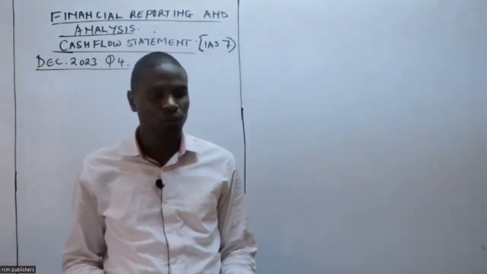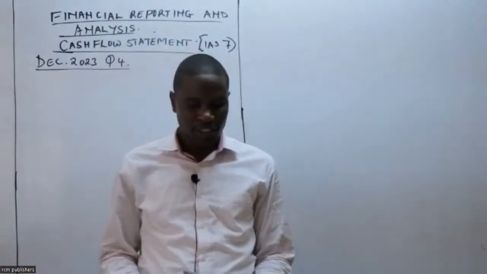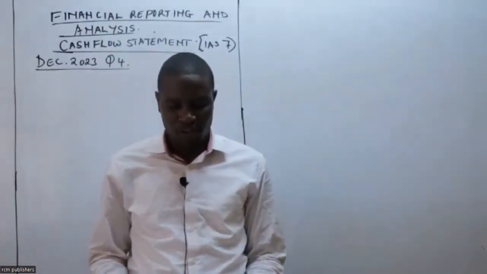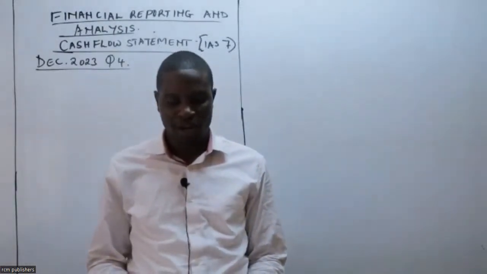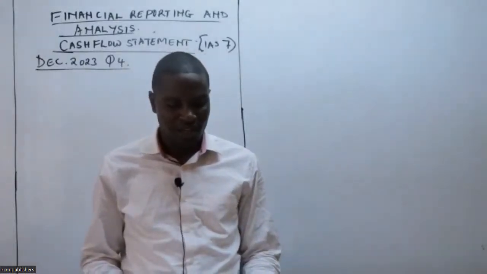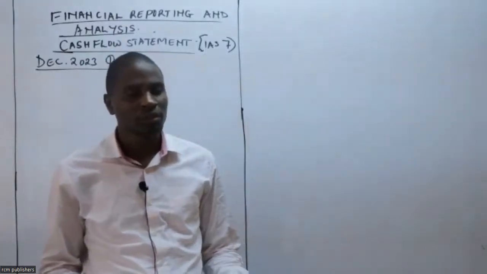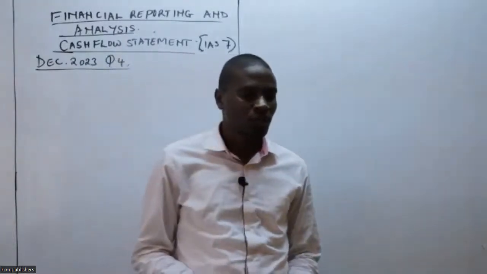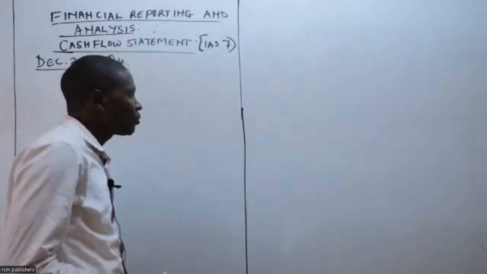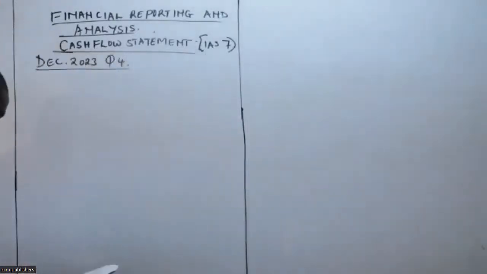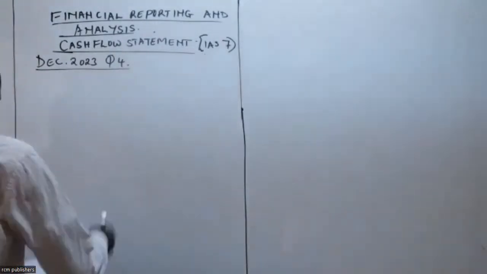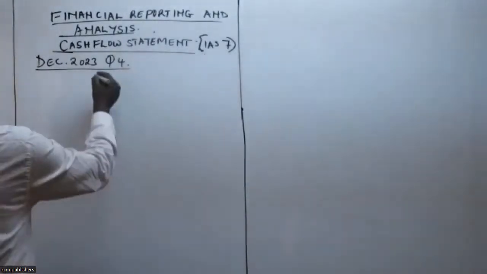shillings. Required: come up with a statement of cash flow for Bundo Limited for the year ended 31st October 2023 using the indirect method in accordance with the requirement of International Accounting Standard 7. So class, if you are with me, we can start this question. And we start with the heading. This is Bundo Limited.